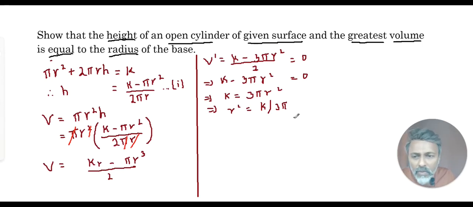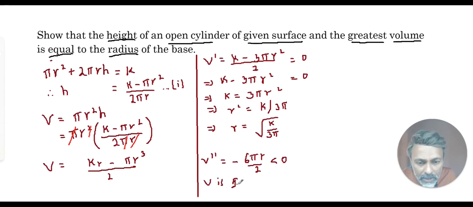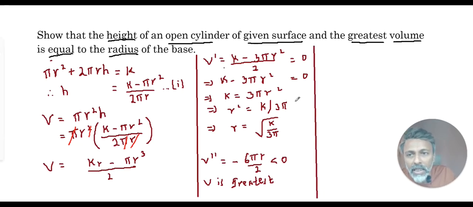Let us now substitute this in first, but let's take the second derivative and then think about substitution. So we get r as root k upon 3 pi. We differentiate one more time. V double dash is equal to k's derivative which is 0, minus 3 pi r square's derivative which is minus 6 pi r, divided by 2, which is less than 0. We conclude V is therefore greatest. Volume is greatest of what? Of the cylinder, when r is equal to root k upon 3 pi.